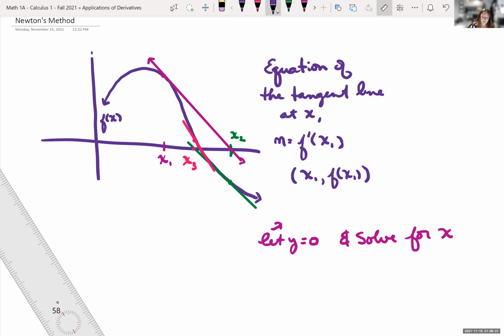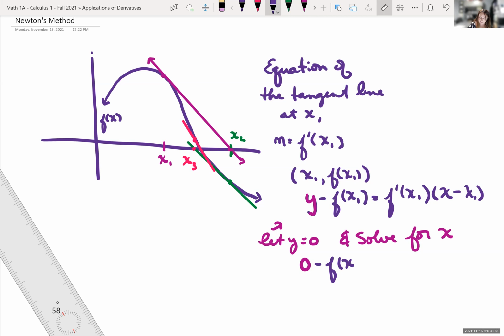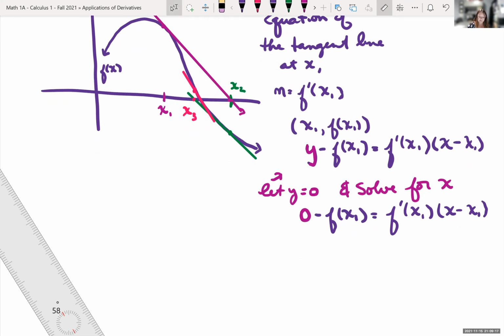So if I look at this again, I have y minus my y value of my point, which is f of x sub 1, is equal to my slope, f prime of x sub 1, all times x minus the x value of my point, which is x sub 1. Now let's go in there and set y equal to 0. So we have 0 minus f of x sub 1 is equal to the derivative f prime of x sub 1 all times x minus x sub 1. So let's divide both sides by the derivative evaluated at x sub 1. And so if we divide both sides by this f prime of x sub 1.